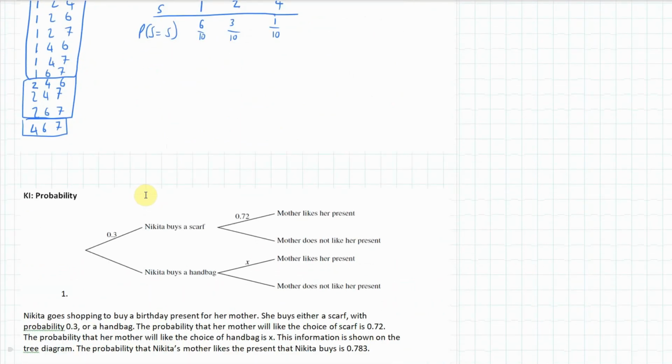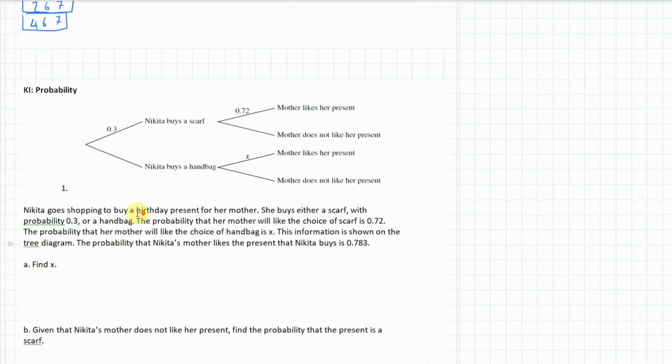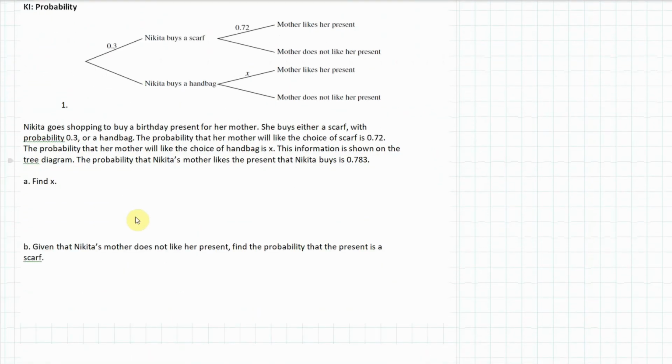Alrighty then, so moving on to probability. What's Nikita doing? Okay, so Nikita's buying a scarf or a handbag. She's buying a birthday present for her mother. She buys either a scarf with probability 0.3 or a handbag. So this must be 0.7 then. And the probability that her mother will like the choice of scarf is 0.72. And therefore that she won't like it is 0.28.